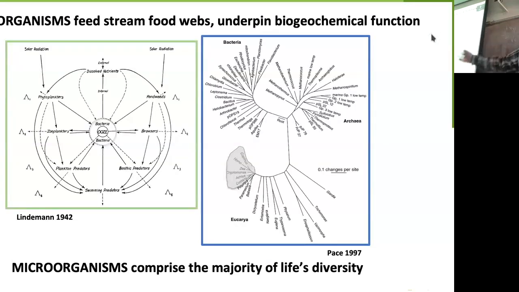So why do we care about microbes and streams? Microorganisms are the backbone of the food web in most streams. These trophic interactions have been studied a long time, but also microbes are great because they comprise the majority of the biodiversity on the planet, and they're an important group in and of themselves to understand.